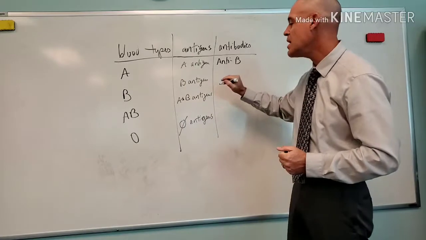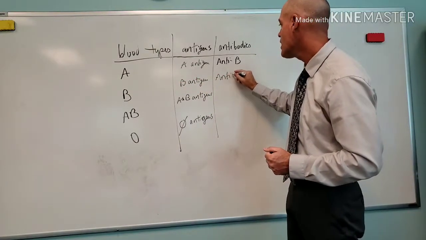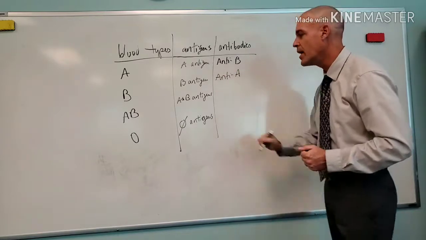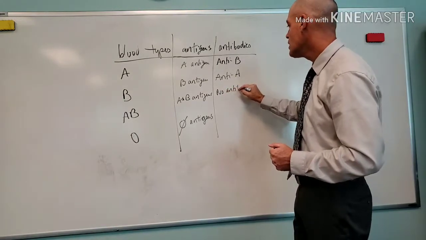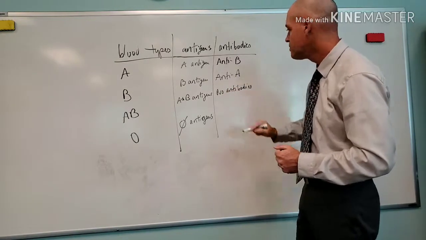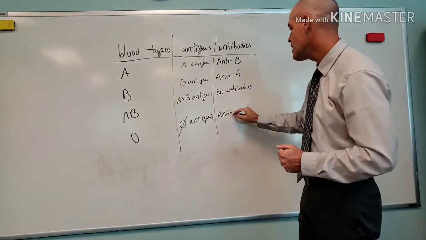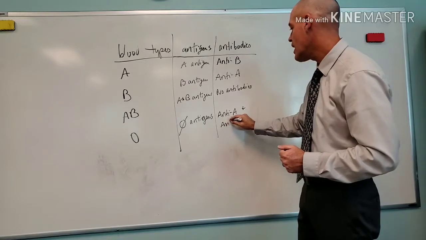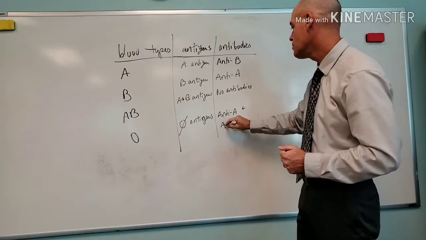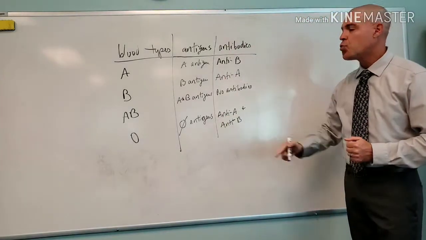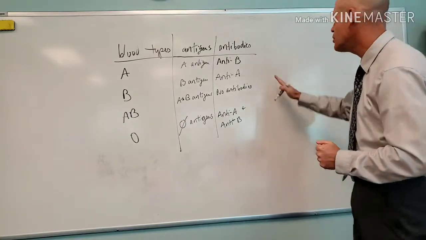So talking about the B type, it has the B antigen and the A antibodies, so we'll write it that way. ABs have no antibodies. That's going to be important to talk about in a little bit. And the O's have both. So they have the anti-A and they have the anti-B.